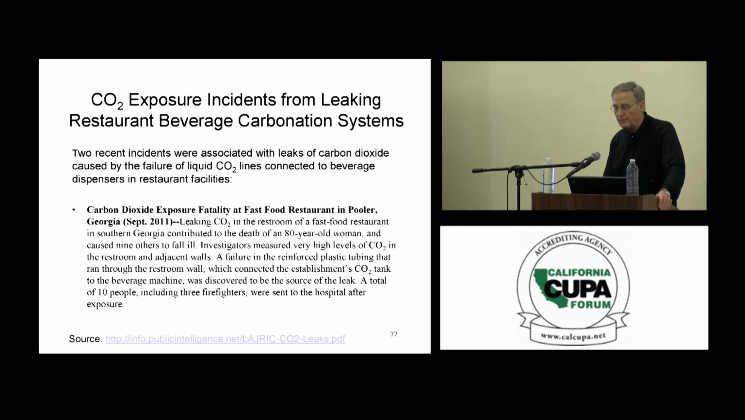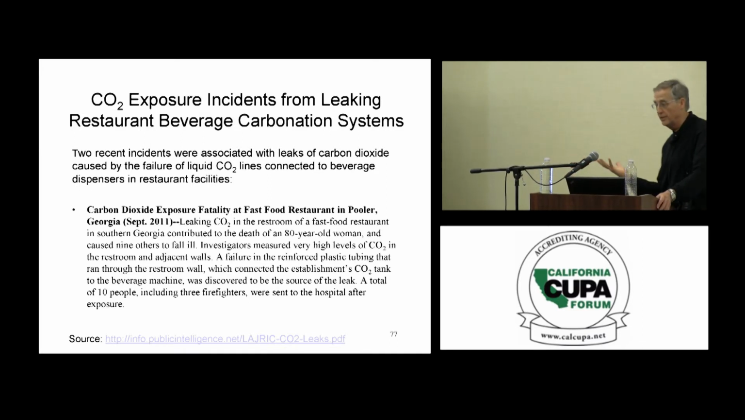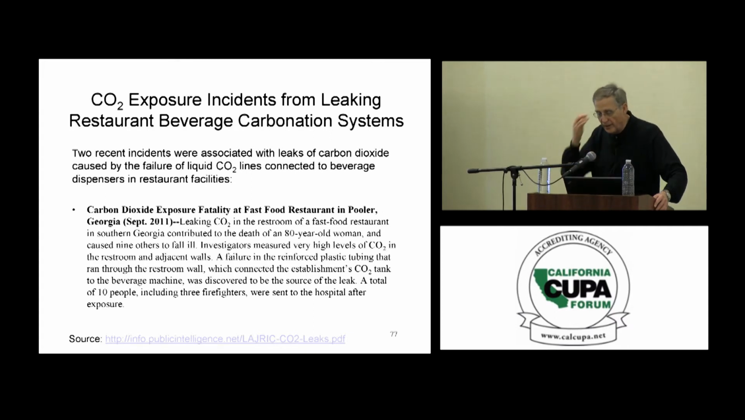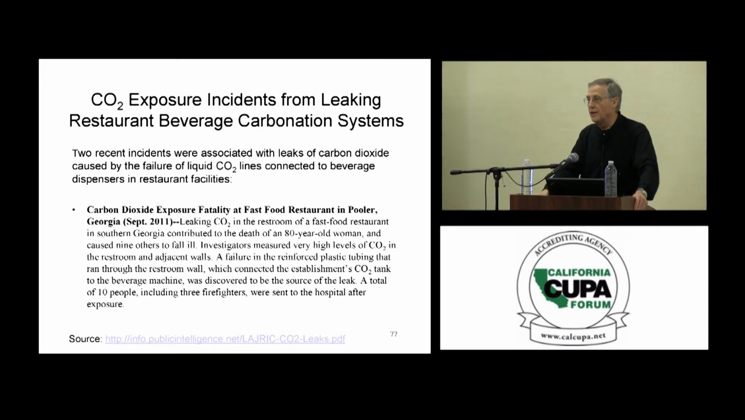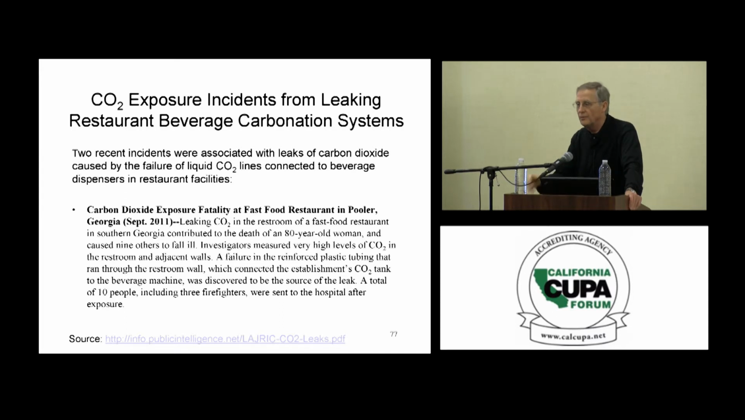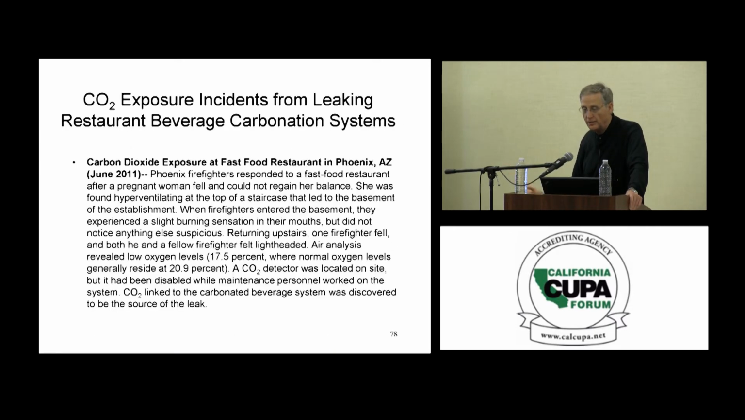And there are a couple of examples in a fast food restaurant. There was an elderly woman who died in Florida a couple of years ago of a release. And with these lower temperature bulk CO2 systems now, there's a lot more chance in restaurants that you're going to have a release. And so you need some process safety controls in these restaurant situations. Here was another one in Phoenix, and I'm not going to go over the details, and there was another issue in a couple of restaurants.